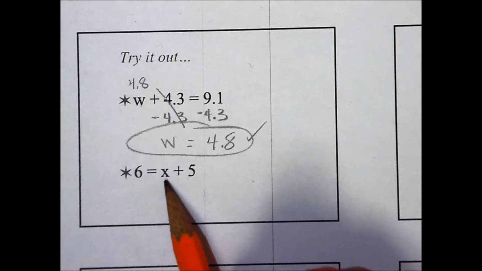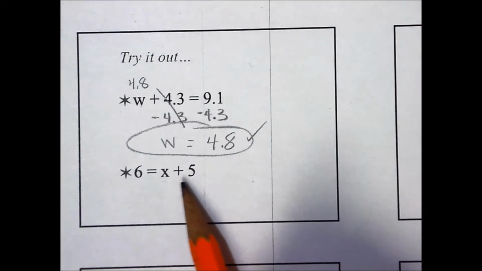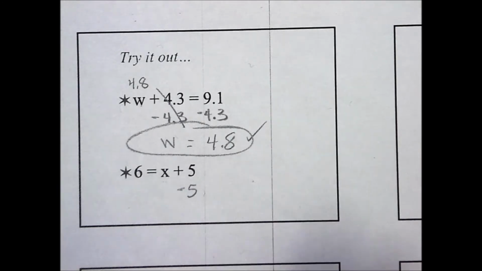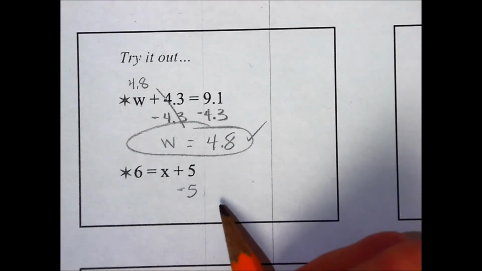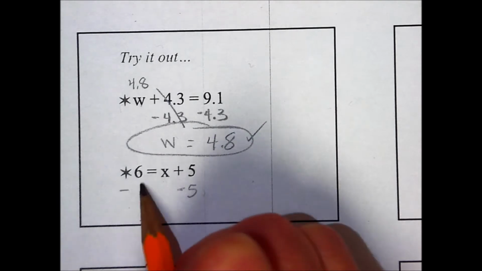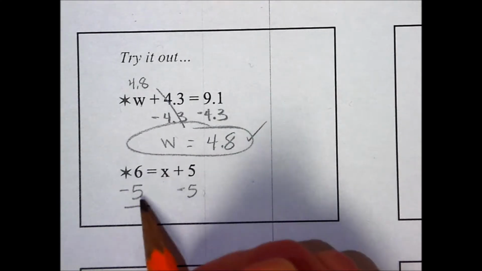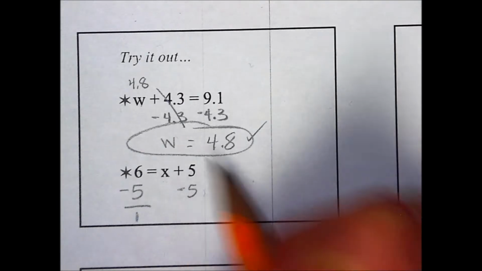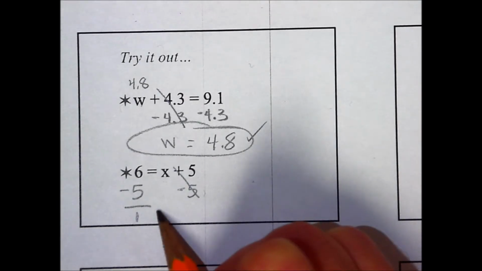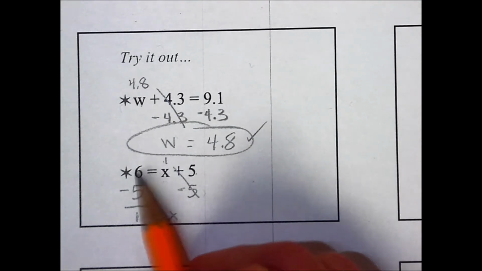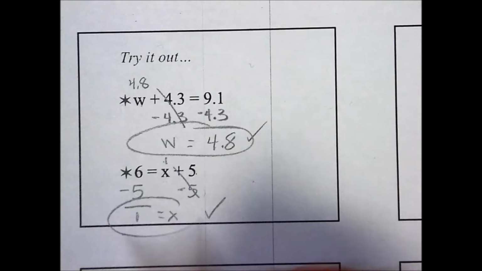I need x to be all by itself. So I have a plus 5. I want to get rid of it. So I'll subtract 5. What I do to one side of the equation, I must do to the other. So then I'll subtract 6 minus 5. I get 1. This all canceled out for me, so x should equal 1. Let's check that. Plug your 1 in. 1 plus 5 needs to equal 6, and it does. My answer checks.